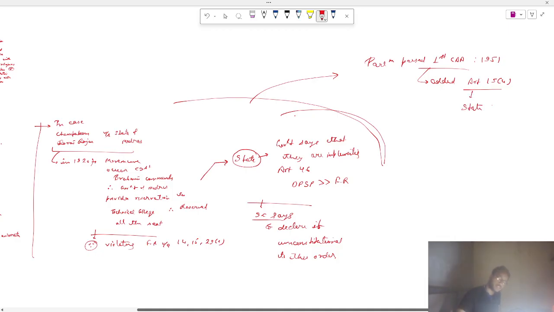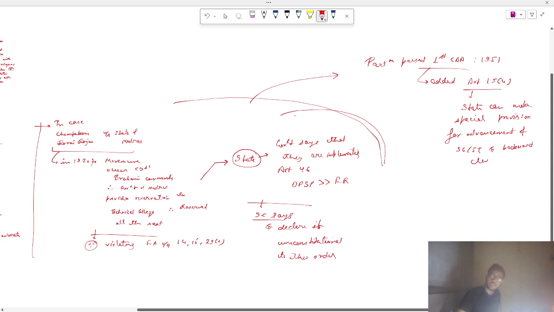So the state can make special provision for the advancement of SC/ST and backward class people. Now they have added Article 15(4), so now it has become a fundamental right. Basically, the state can make special provision for the advancement of the SC and ST community and the backward class people. By the First Constitutional Amendment Act, they bypassed the decision of Champakam Dorairajan and added Article 15(4).